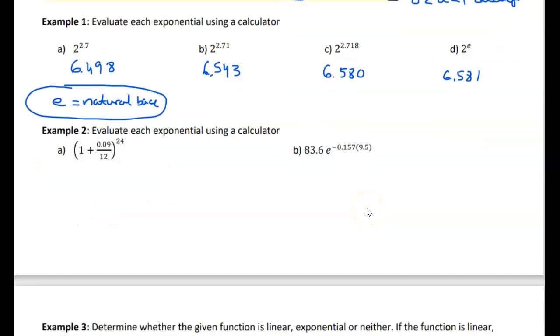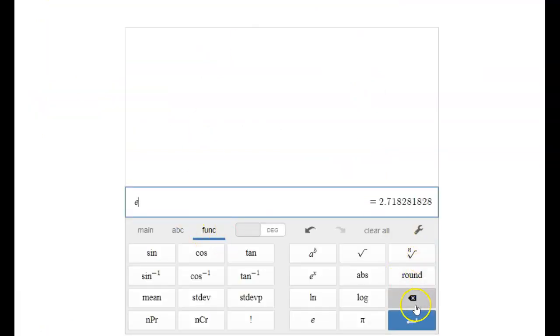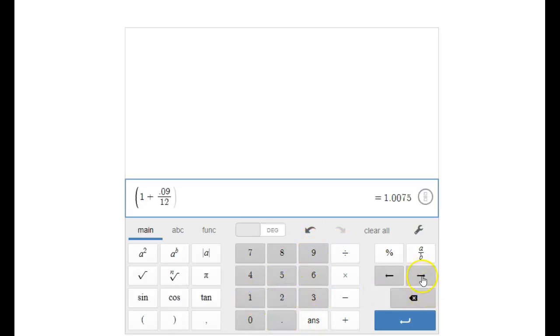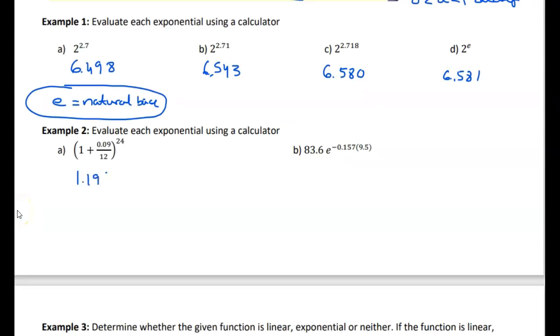All right. Let's look at another example. Evaluate each exponential using a calculator. We have (1 plus 0.09 divided by 12) to the power 24. You can just plug this in as is in the calculator. Use parentheses: 1 plus 0.09 divided by 12, in parentheses, to the power 24. That gives 1.196. A formula like this comes from financial applications, like compounding interest and interest rates and things like that.